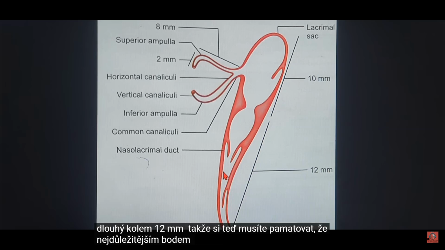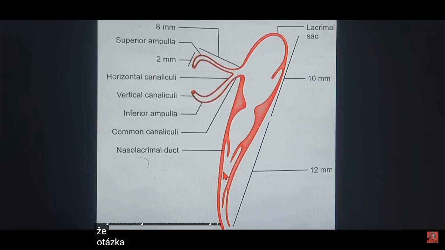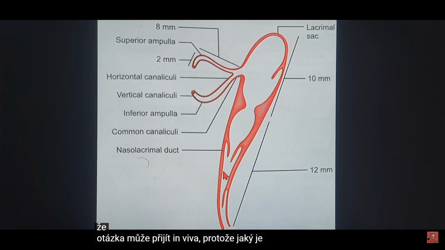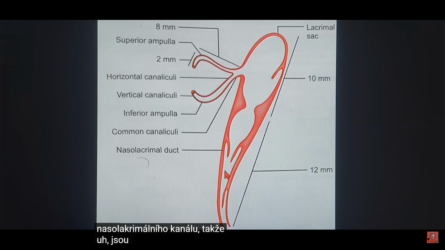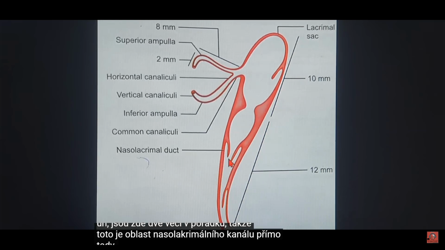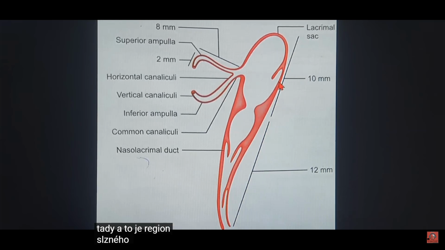Now, the most important point over here is that the question may come in Viva as: what is the direction of the nasolacrimal duct? So there are two things here, okay? This is the nasolacrimal duct region right here, and that's the region of the lacrimal sac. So the first question is the direction of the nasolacrimal duct. As you can see over here, this is the right side. I'll show you this direction on the 3D model as well, but I'll just clarify this on this image.